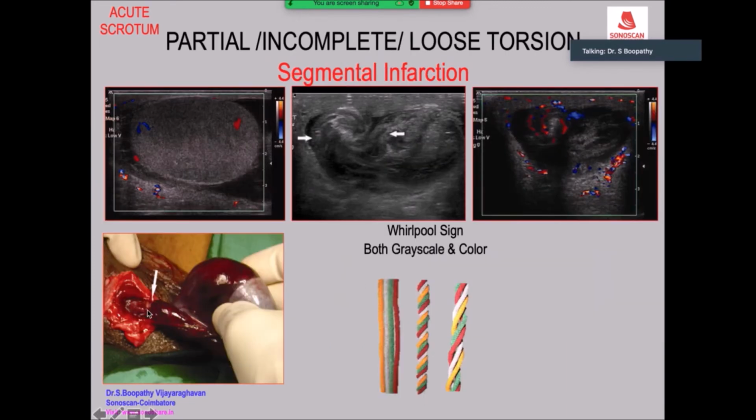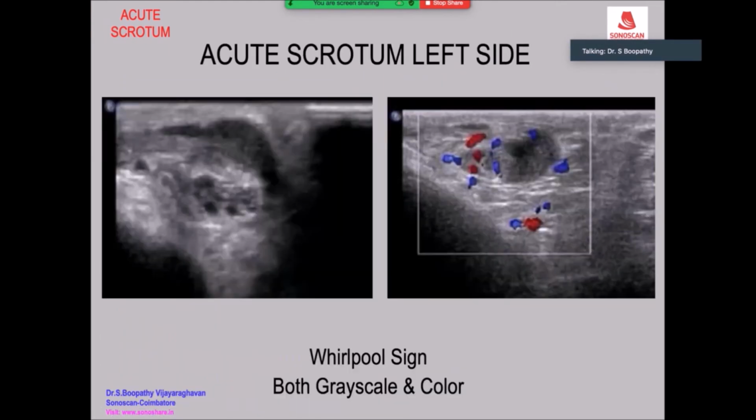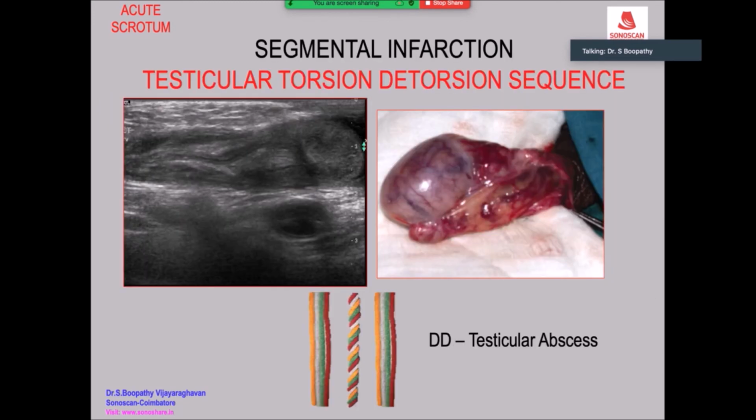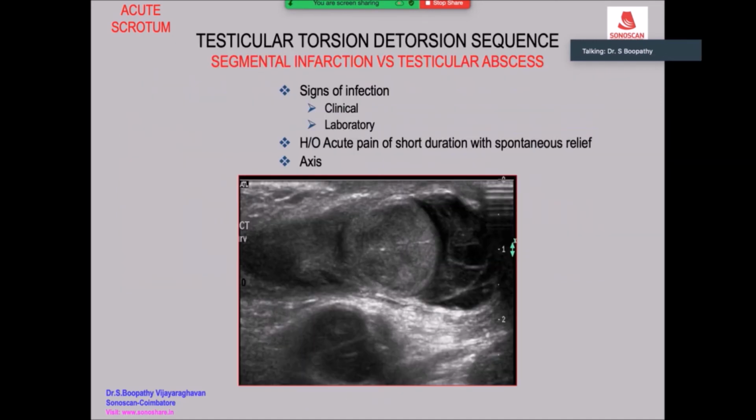And that is the operative picture, that is the torsion, and you see the segmental infarction. And here acute complete torsion had happened, then it has loosened, like the twisting of the cord, on real-time. The diagnosis will be testicular abscess or a segmental infarction due to infection. So how to differentiate segmental infarction versus testicular abscess? So you will get signs of.